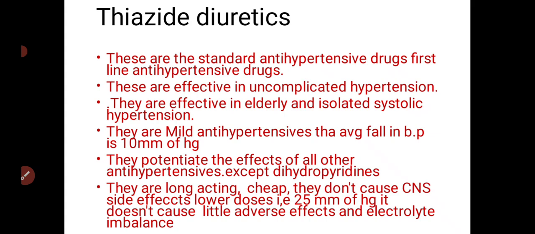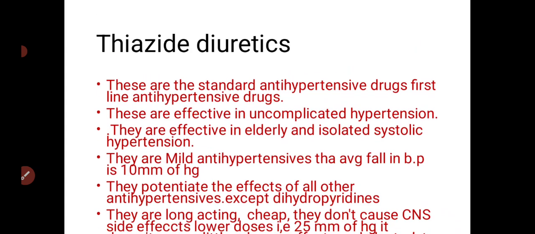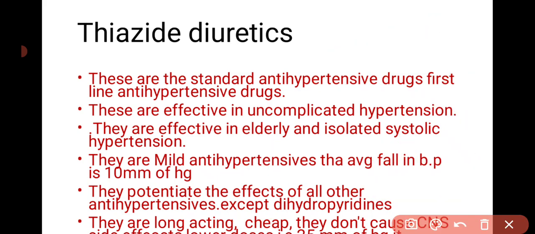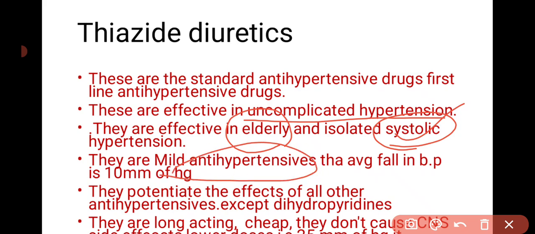Here the thiazide diuretics are considered the standard first line antihypertensives. They are used for uncomplicated hypertension, and they are effective in elderly patients and for systolic hypertension. Why they are effective for systolic hypertension we'll discuss in the further classes. They are mild antihypertensives, and the average fall in BP is 10 mm of Hg. It won't decrease beyond 10 mm of Hg.